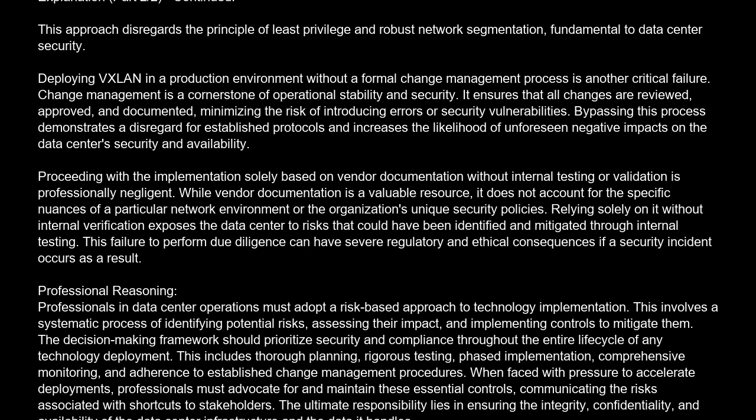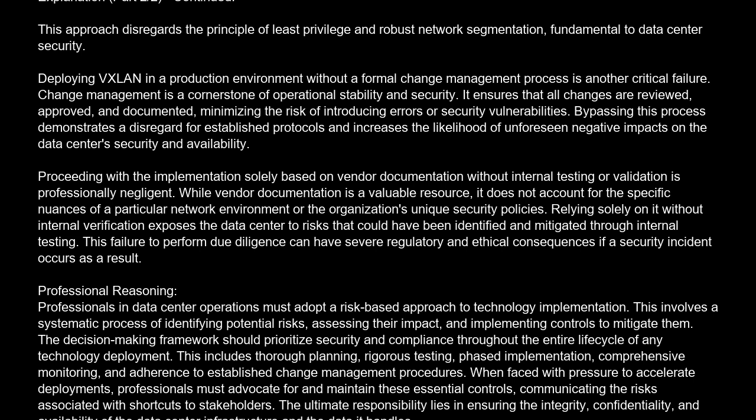Deploying VXLAN in a production environment without a formal change management process is another critical failure. Change management is a cornerstone of operational stability and security. It ensures that all changes are reviewed, approved, and documented, minimizing the risk of introducing errors or security vulnerabilities. Bypassing this process demonstrates a disregard for established protocols and increases the likelihood of unforeseen negative impacts on the data center's security and availability.